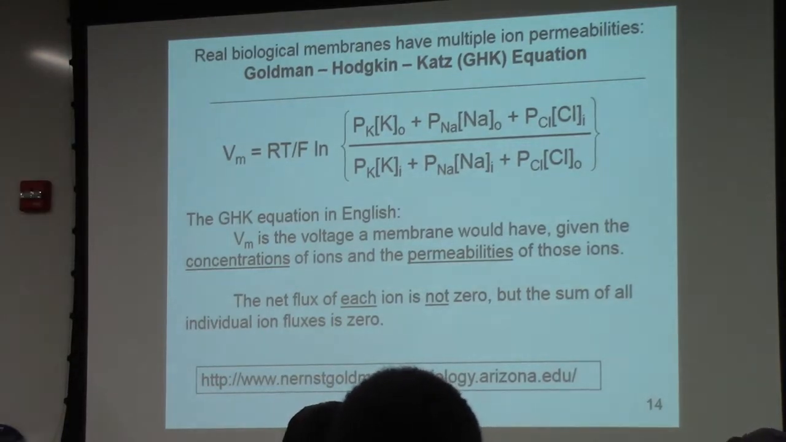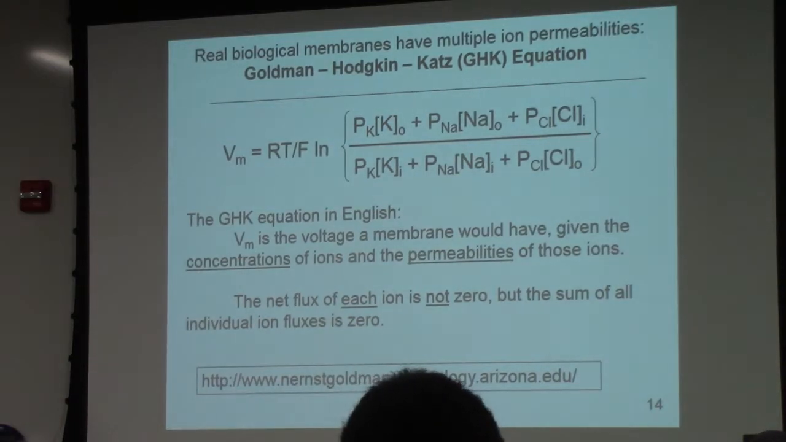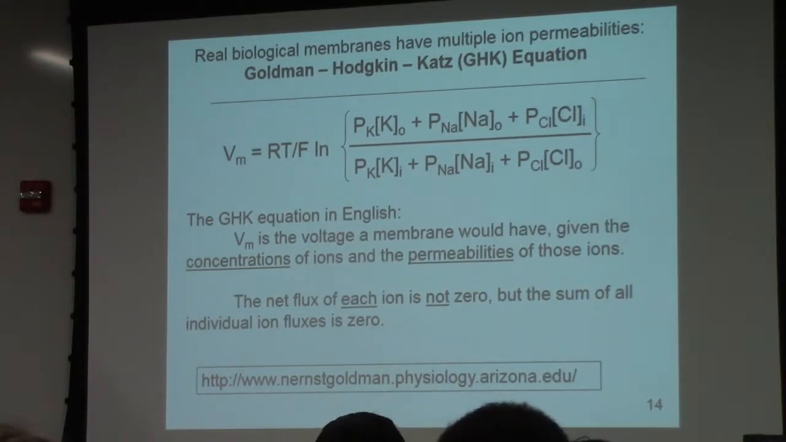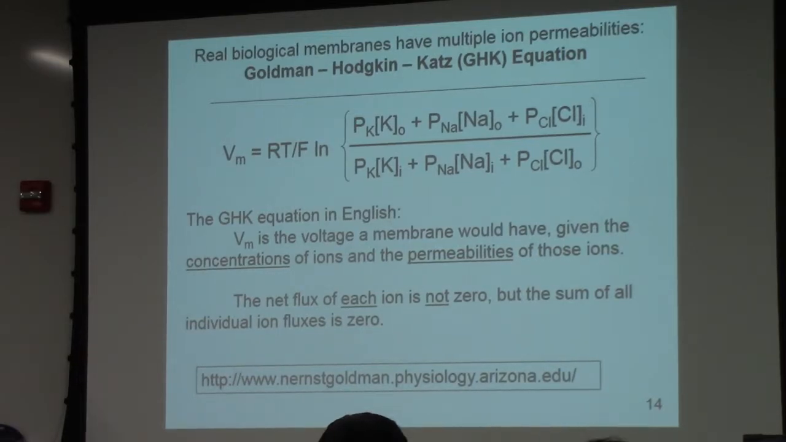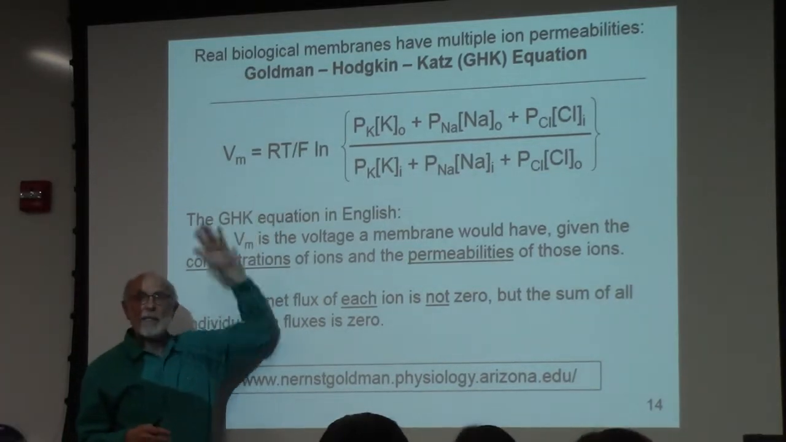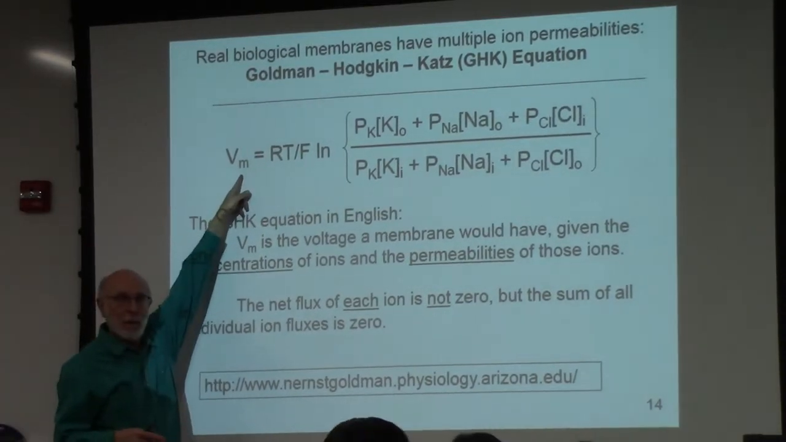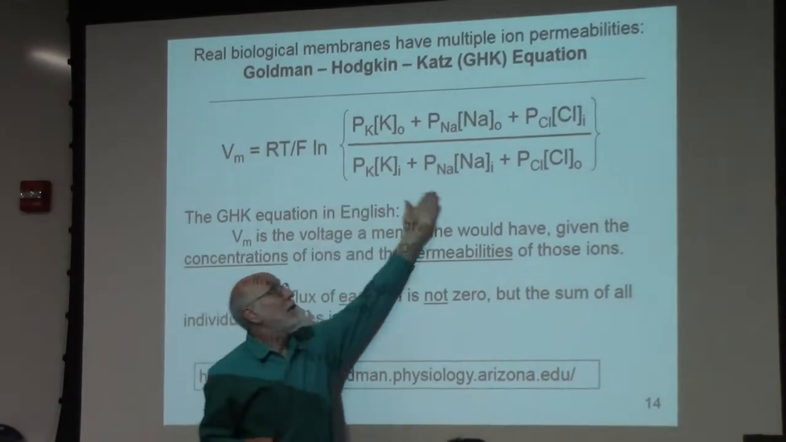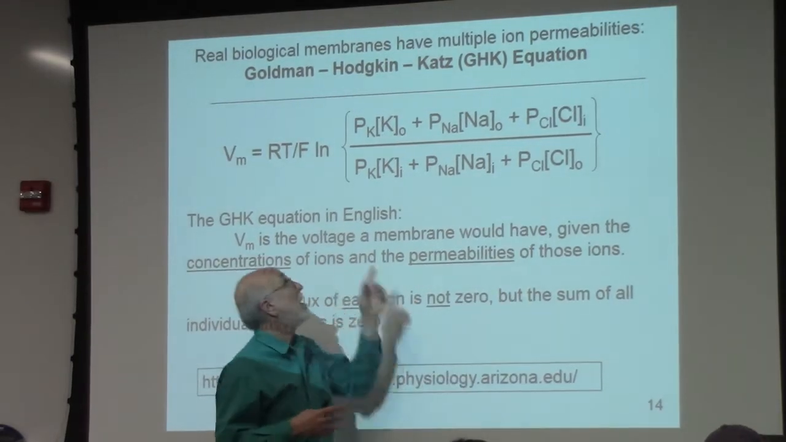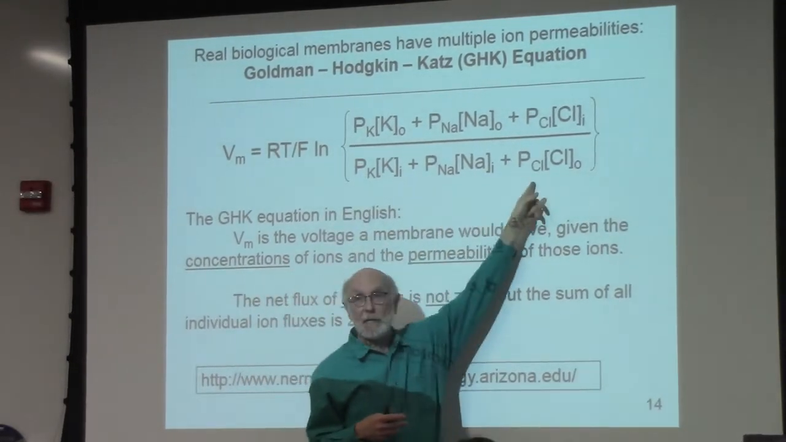Non-equilibrium, where we live, where we are. We have sodium gradients, and potassium gradients, and chloride gradients, and calcium gradients, and we have potassium channels, and sodium channels, and calcium channels, and chloride channels. We are not at equilibrium. And here is an equation that defines the membrane potential as a function of the gradients of the ion, the concentrations of the ions, and their relative permeabilities.